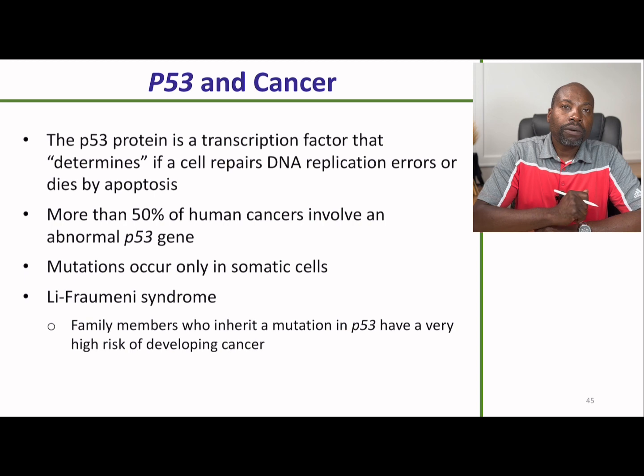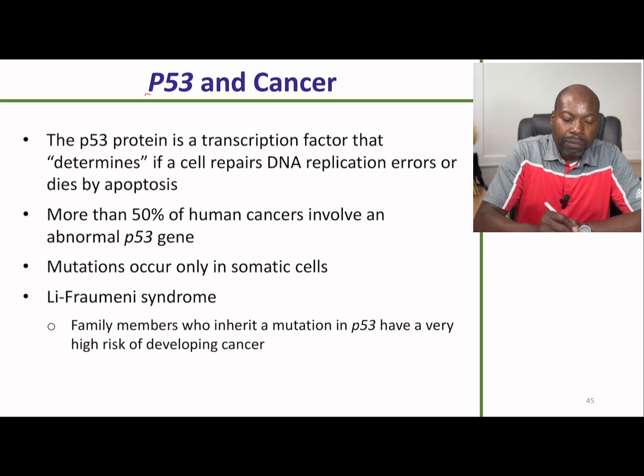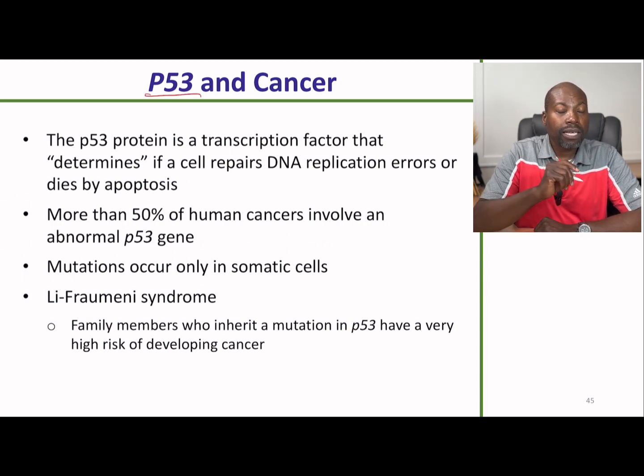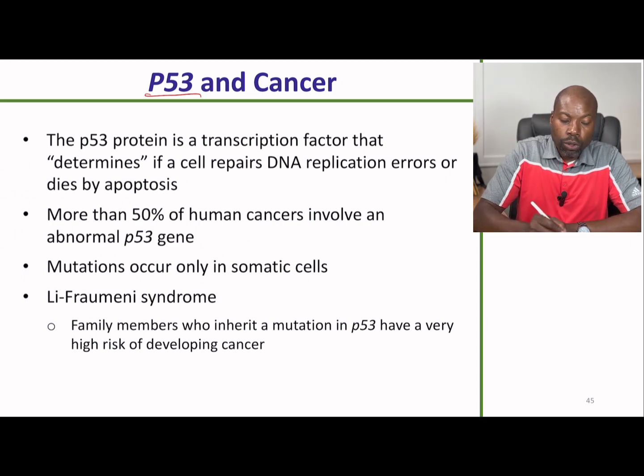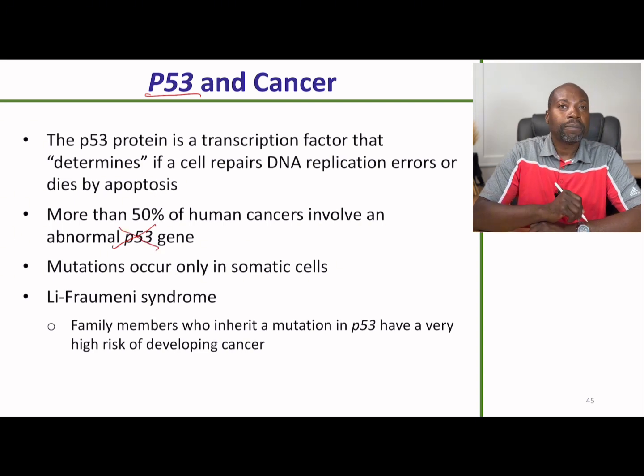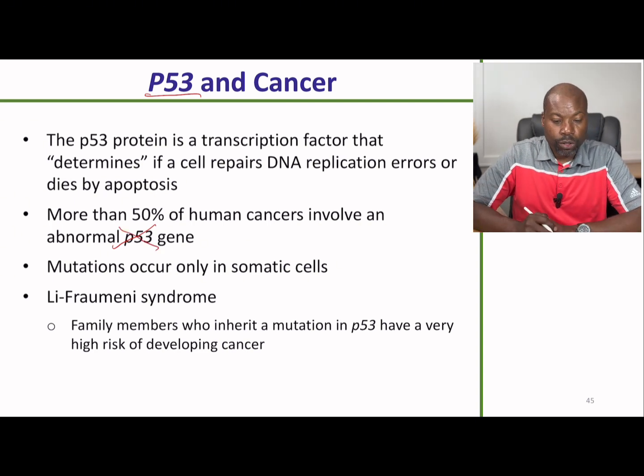So another tumor suppressor gene is P53. P53 has two roles in the body. One is to cause the stop of cell division. The second role is to trigger apoptosis, right? So anytime this gene is going to lose its function, you are going to have a cancer situation.